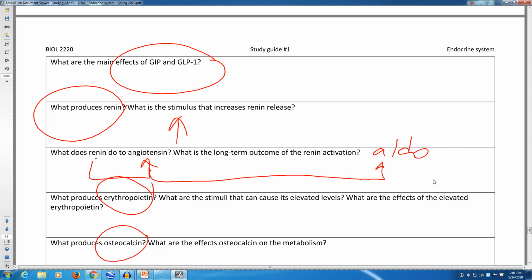Osteocalcin is produced in the bones. The main effect that I want you to know for osteocalcin, and I don't ask about the stimulus because it's kind of unknown, is elevated insulin levels.